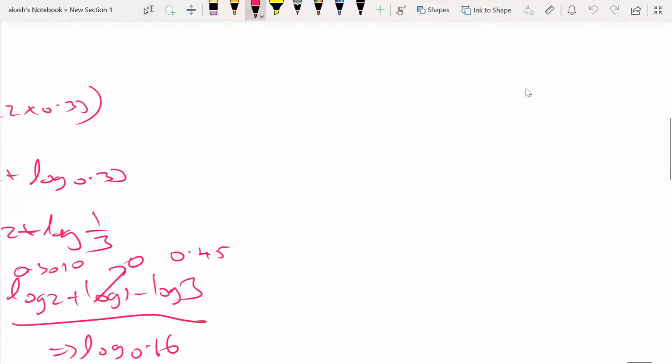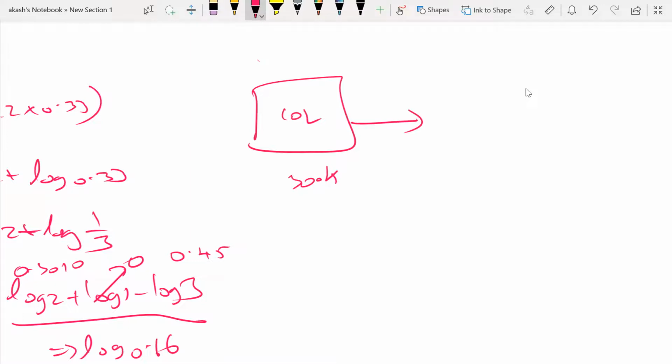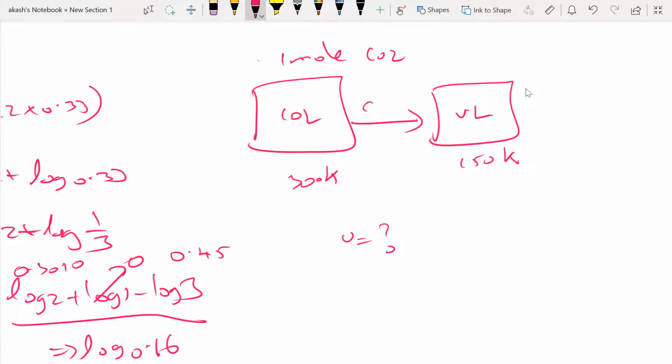So they have given you this diagram. They are telling that I have 10 liters and 300 Kelvin. It is moving to some V liters at 150 Kelvin. They have given that I'm taking 1 mole of CO2. You have to calculate what is V, and they have given one more thing also, Q is equal to 0.